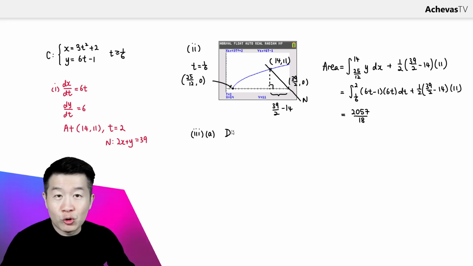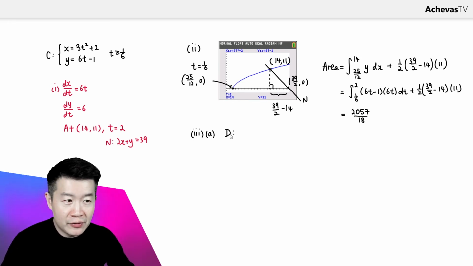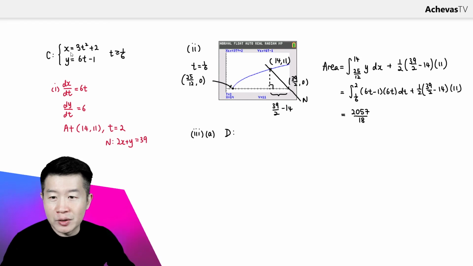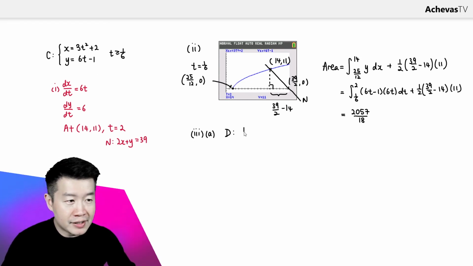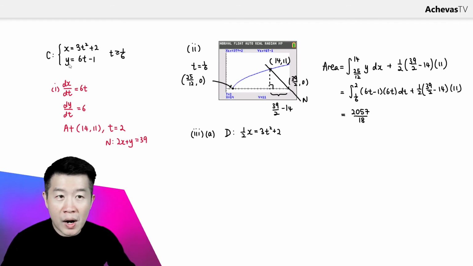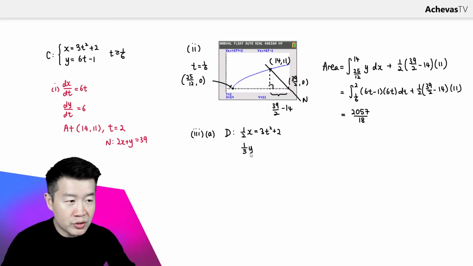But okay, if I were to go through the whole process for the curve D, x is going to be scaled by 2, which means that I'm going to be replacing x by half x. So replacing x by half x gets me this, so 3t squared plus 2. As for the y, it is going to be scaled by a factor of 3. So I'm going to be replacing y by 1 over 3y. So this is equal to 6t minus 1.